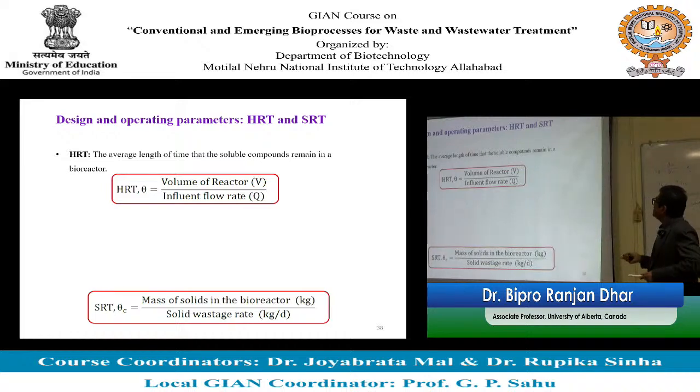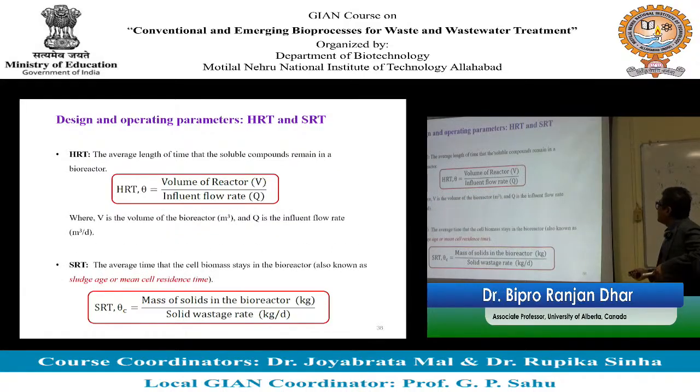HRT can simply be calculated as the volume of reactor divided by the influent flow rate. So if you know your wastewater flow rate and the volume of your reactor, you can divide the volume by the flow rate and simply calculate HRT.